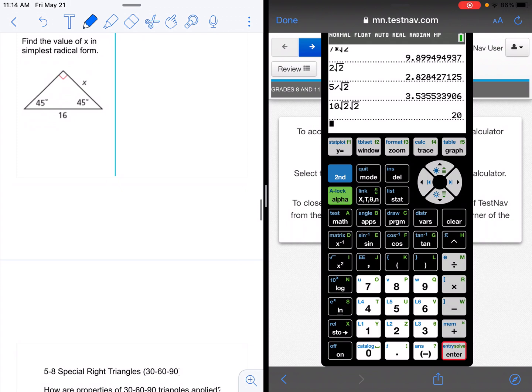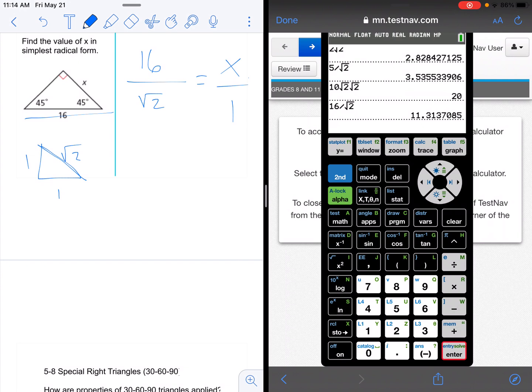Try this one. It's similar to 1, 1, square root of 2. So I can do 16 matches the hypotenuse, square root of 2. X matches 1. So x equals 16 divided by the square root of 2. X equals 11.3. And x should be shorter than 16, right? Because it's a leg, not a hypotenuse. All right, try side 1 of your worksheet.